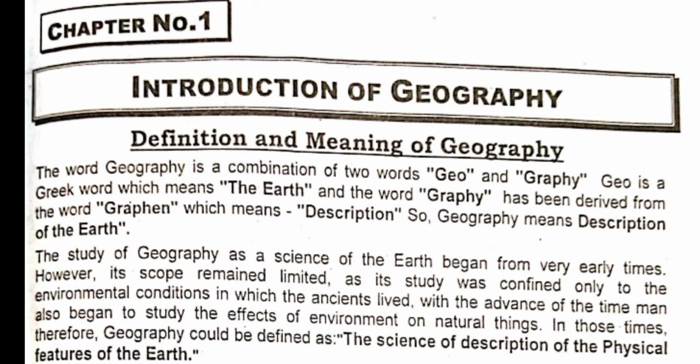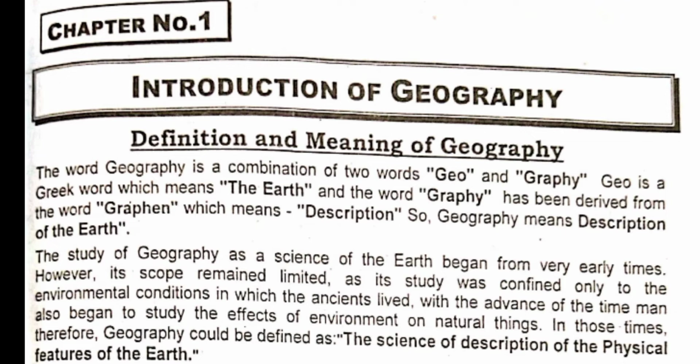The word geography is a combination of two words, geo and graphy. Geo is a Greek word which means the earth, and the word graphy has been derived from the word graphon, which means description. So geography means description of the earth.